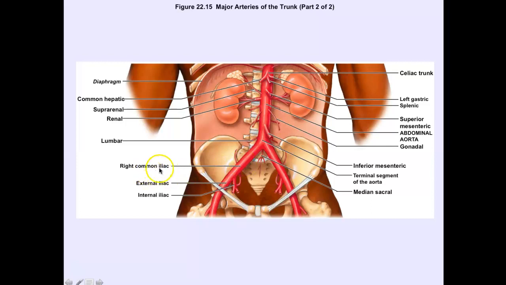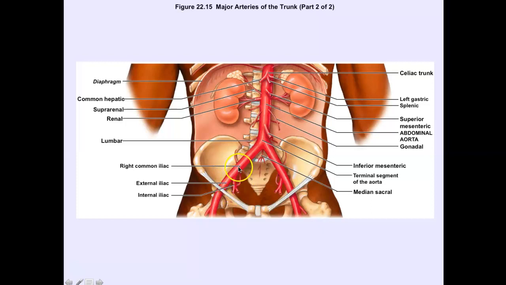And the word common is important here because when you have the word common, it means that that blood vessel is going to split into either left and right or into internal, external. So in this case, it's internal, external. So we have a common iliac artery. When it splits right here, you can see there's a split or there's a branch coming off of it, right?